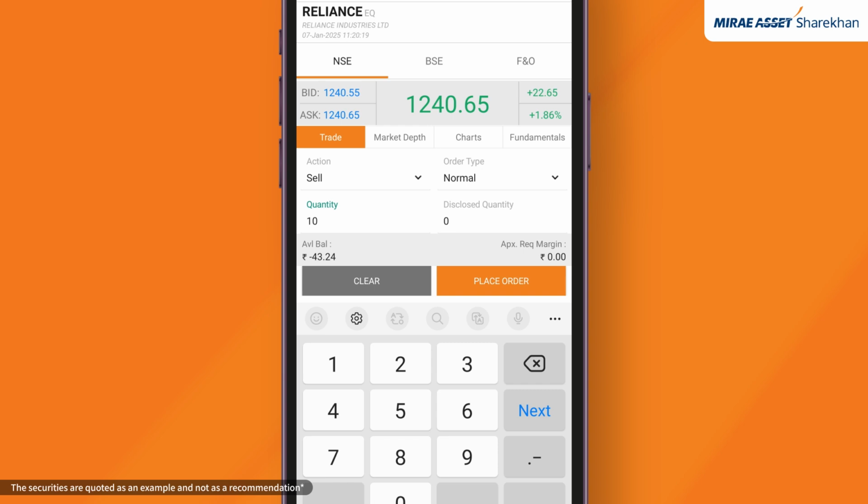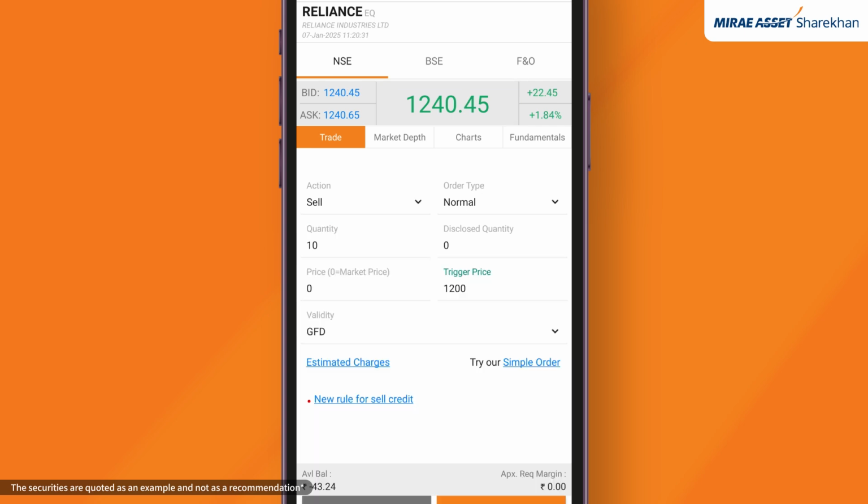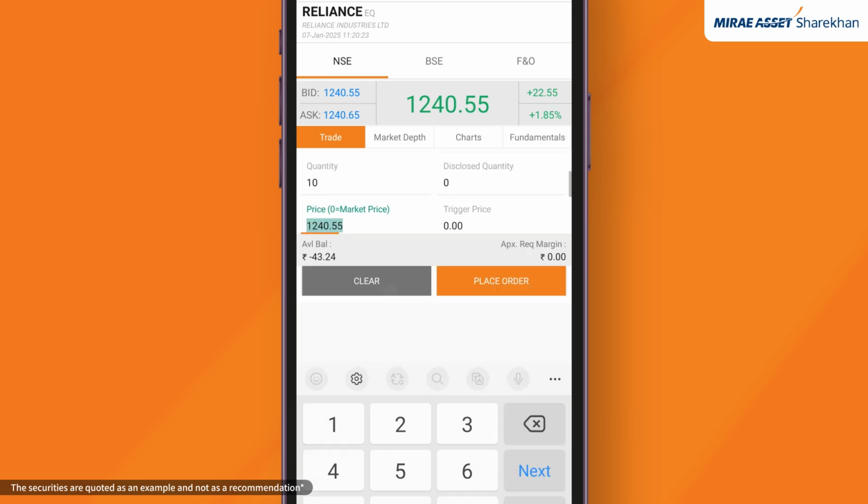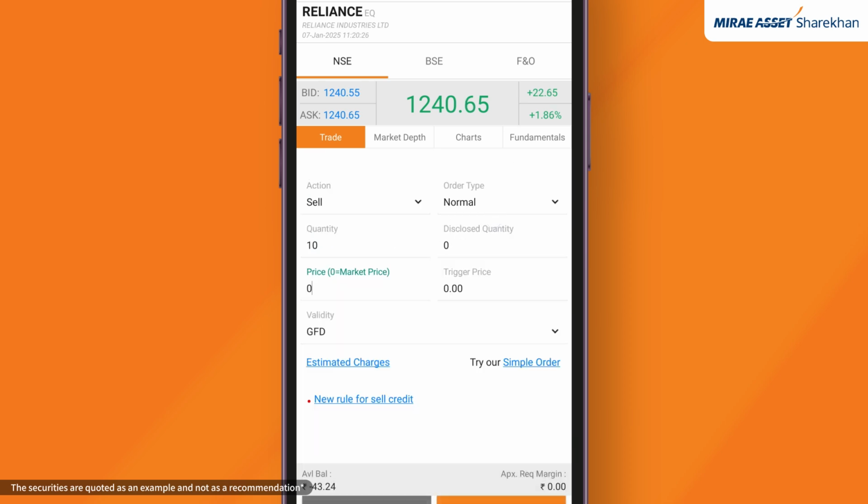As you can see, Reliance is currently trading at 1240 rupees, and let's say you want to trigger a sell order if it falls to 1200 rupees to limit your potential losses. Then you need to set up a stop loss order. Now, to set up a stop loss order at 1200 rupees, do not enter 1200 rupees in the limit section, as that would execute the order immediately if the current price is higher than 1200 rupees.